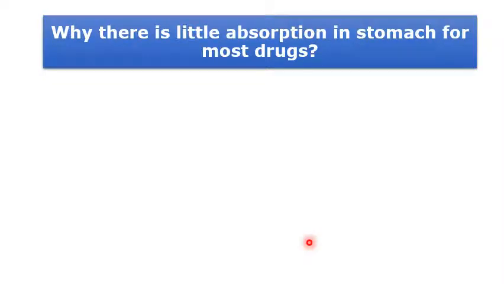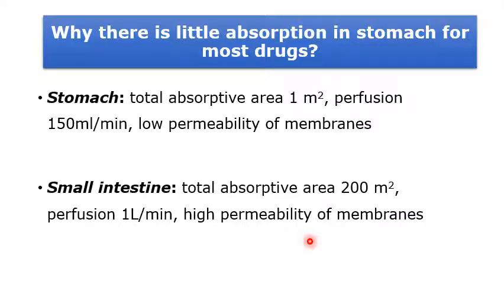I think we have answered this question, which is why there is little absorption in the stomach for most drugs. This can be answered due to the fact that the absorption area available within the stomach is much less than the available absorption area within the small intestine. Also, perfusion of a drug within the stomach is much less than the high perfusion of blood within the small intestine, which is around 1 liter per minute.